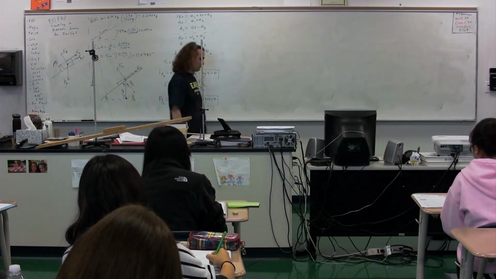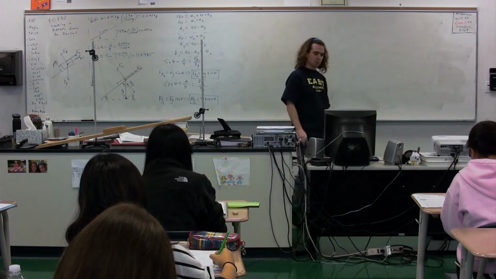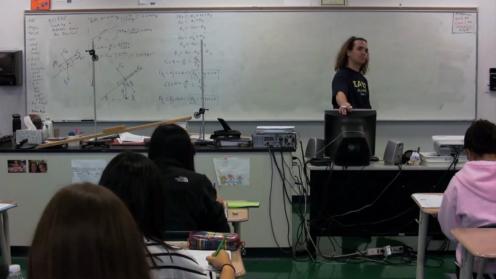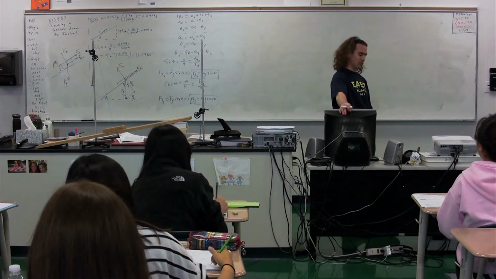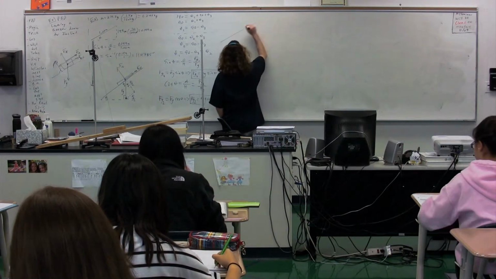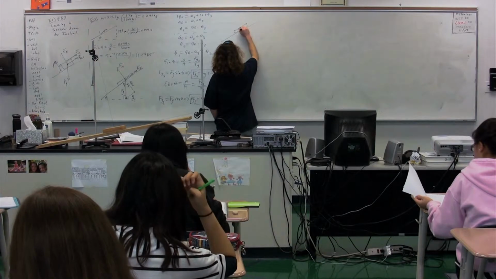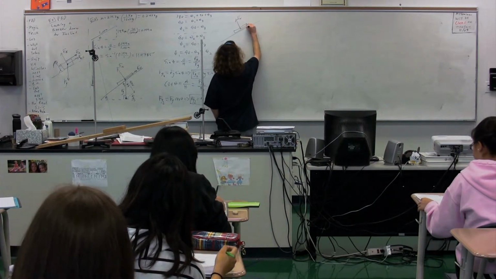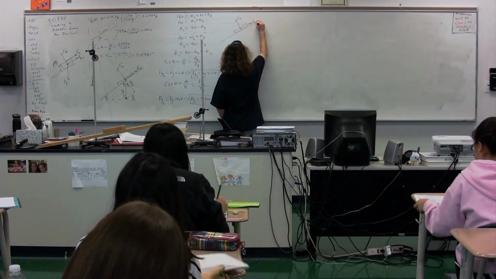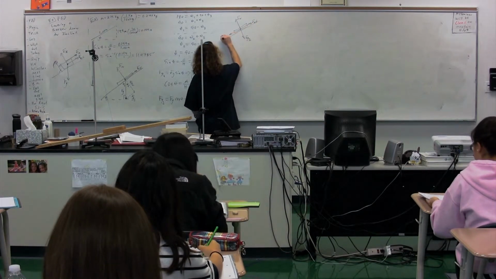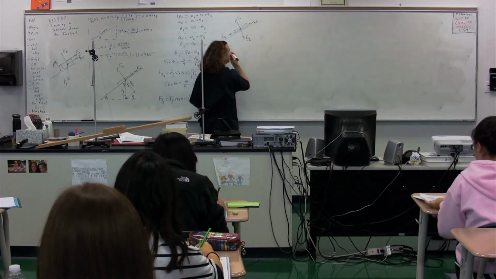Step 1 is to draw the free body diagram. Step 2 is to break forces into components. Class, what is step 3? Redraw the free body diagram. So here we have our block. We have the force normal, force of kinetic friction, the force of gravity perpendicular, and the force of gravity parallel.